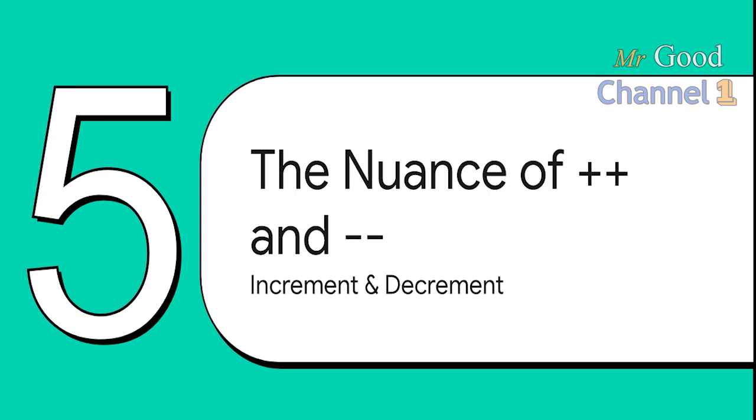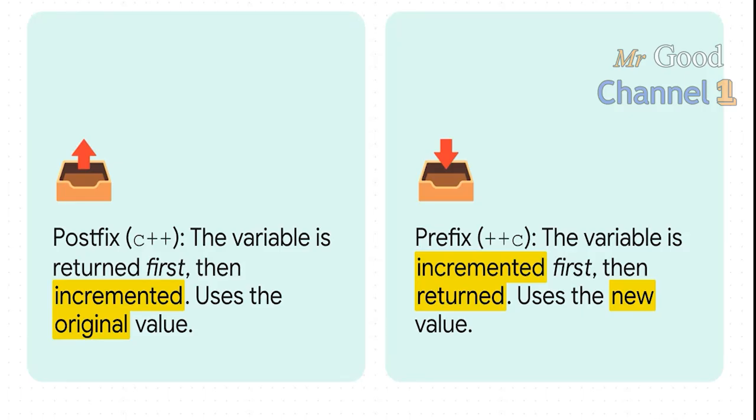The increment and decrement operators, that's the double plus and double minus, are awesome shortcuts for adding or subtracting 1. But where you put them, before or after the variable, completely changes what your code does. The whole difference boils down to timing. When you put the plus plus after a variable, that's called postfix. It means give me the variable's original value first and then increase it. Putting it before the variable is prefix. That means increase the value first and then give me that new updated result.